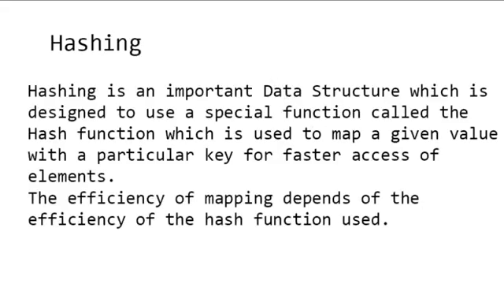For the next topic, we'll be talking about hashing. As for the definition, hashing is an important data structure which is designed to use a special function called a hash function, which is used to map a given value with a particular key for faster access of elements. So the efficiency of mapping depends on the efficiency of the hash function used. So this is what a hashing data structure looks like.